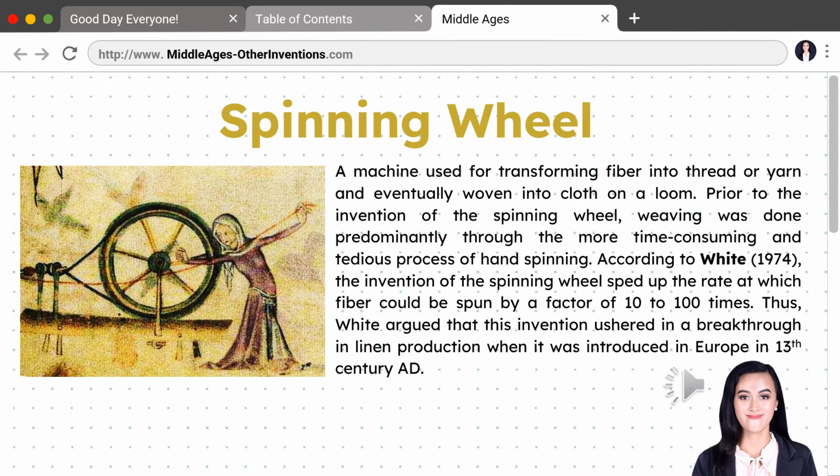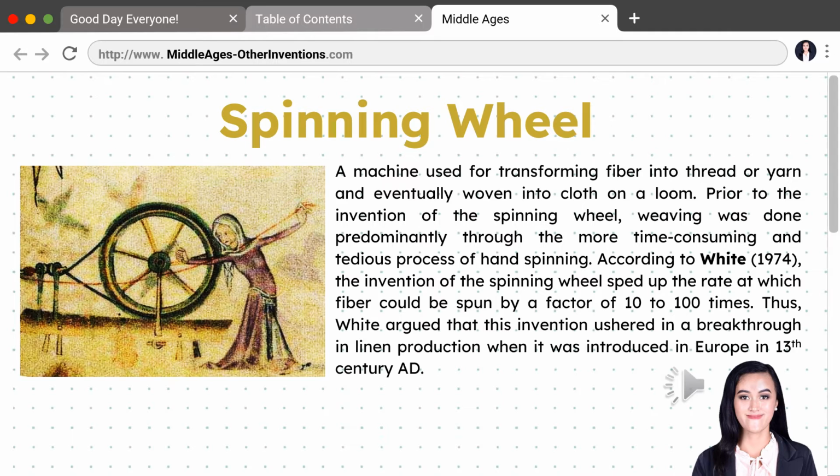Another important invention of the Middle Ages is the spinning wheel, a machine used for transforming fiber into thread or yarn and eventually woven into cloth on a loom. Although no consensus could be made regarding the origin of the spinning wheel, it is theorized that the Indians invented the spinning wheel between the 6th and 11th century AD.